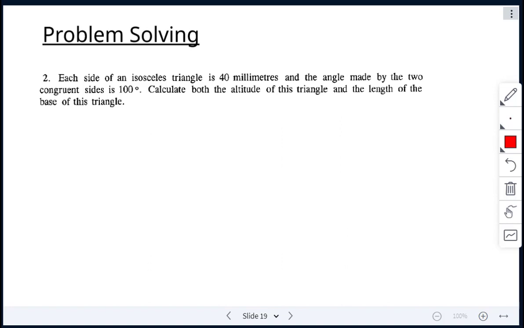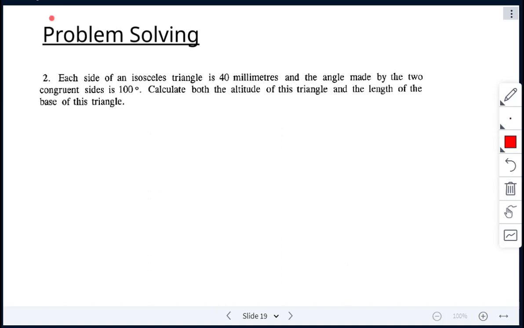All right, so today we're going to do some problem solving using trigonometry. So here is our first question. It says each side of an isosceles triangle is 40 millimeters and the angle made by the two congruent sides is 100 degrees. Calculate both the altitude of this triangle and the length of the base of this triangle.